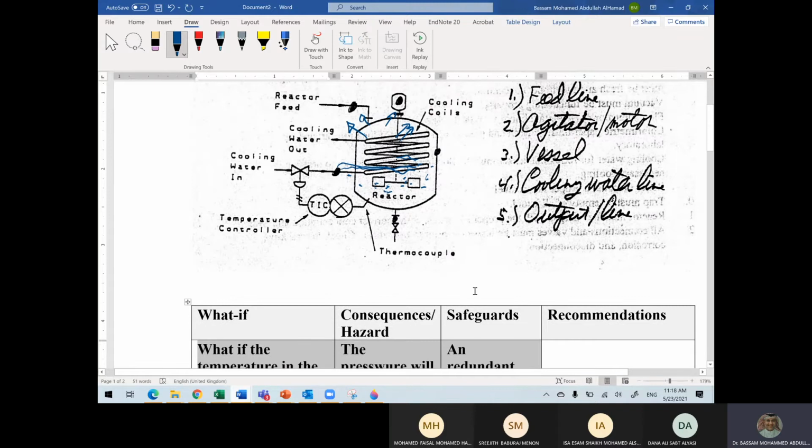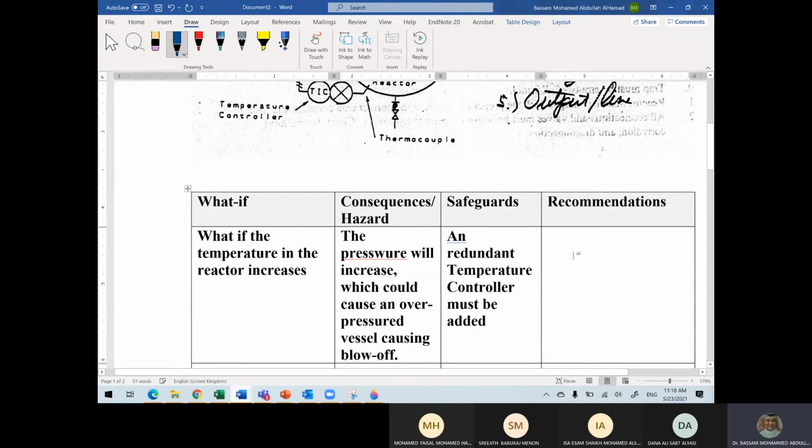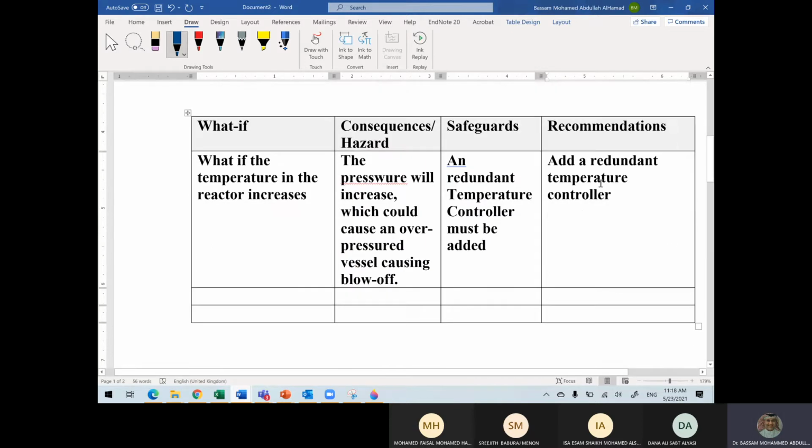Now you can see I'm just writing what the safeguards are. If you are going to put a recommendation for that, you're going to just mention the same thing: add a redundant temperature controller. Now, the recommendations could take the safeguard ideas, because you may have 3 safeguard ideas, but for the recommendations, you're going to take only one of them. So the recommendations are not always a repetition of what's written in the safeguards. It could be only a selection of the most important point that you want to take, using that safeguard.